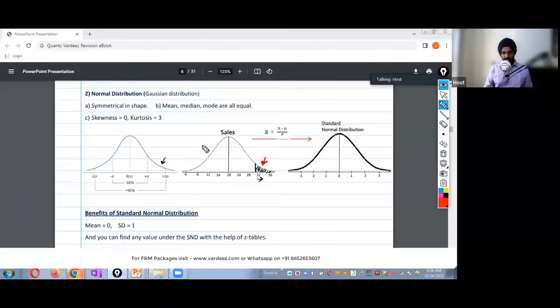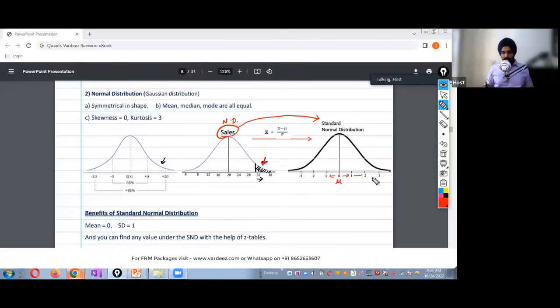So in this case, what I need to do is convert my sales data, which is normally distributed, into what we call a standard normal distribution. Once I convert this, the mean will be 0 and the standard deviation will be 1. So the difference is going to be 1 standard deviation.